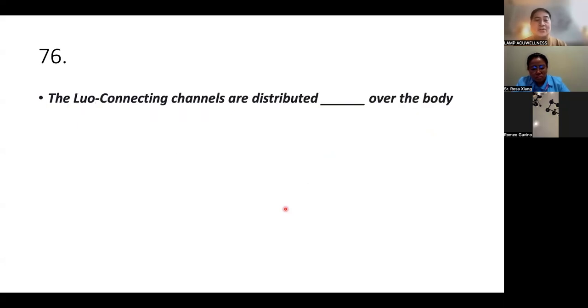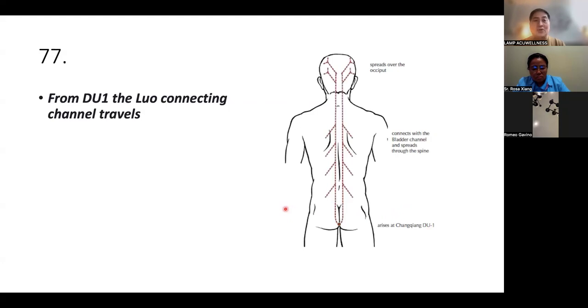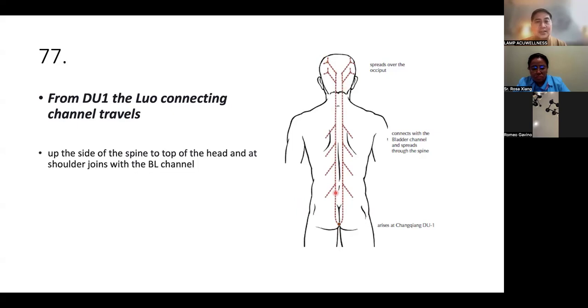The luo connecting channels are distributed over the body superficially. So they're not deep. They're really superficial. From DU1, the luo connecting channel travels where? Up the side of the spine to the top of the head and at the shoulder joints with the bladder channel. So this figure tells everything from DU1. So it's very important to needle DU1. Can you imagine the impact on everything?